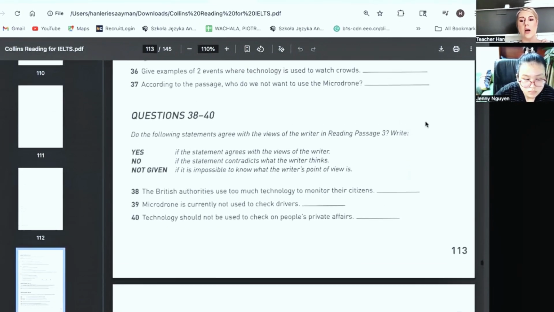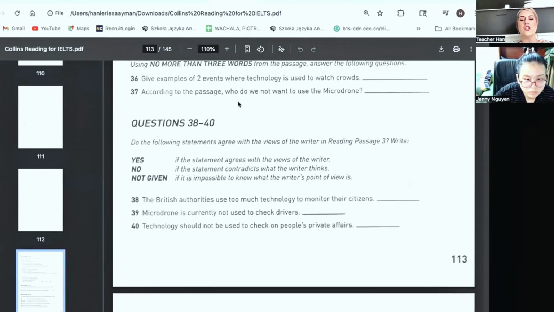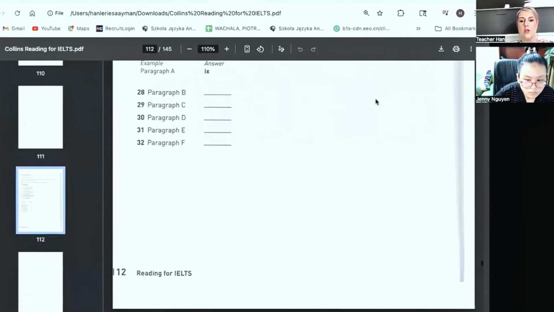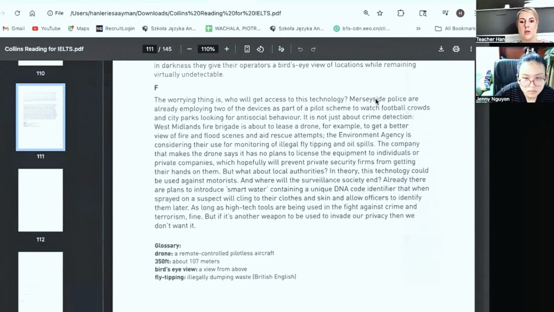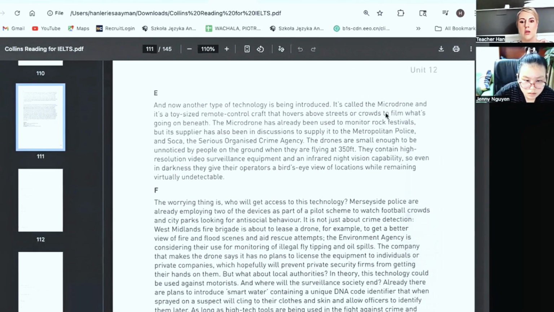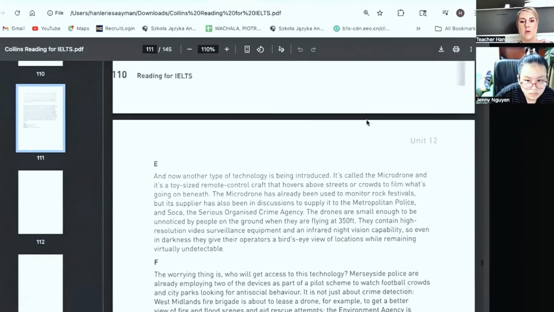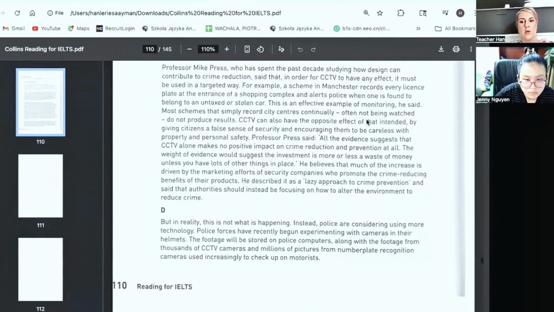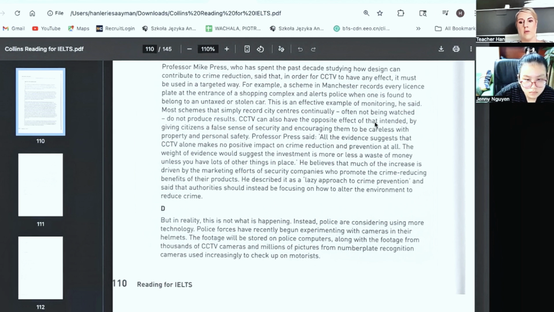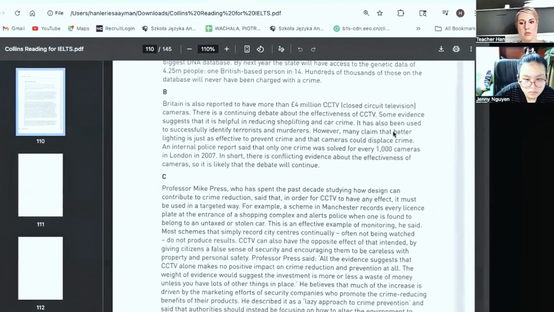And then the next one, according to the passage, who do we not want to use the micro drone? Who don't we want to use the micro drone? I say police. There we go. But they didn't say it. The micro drone. Let me just go to this one.